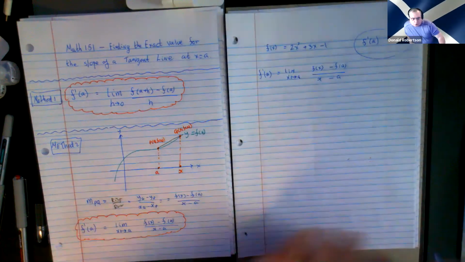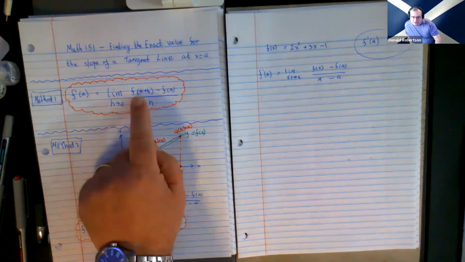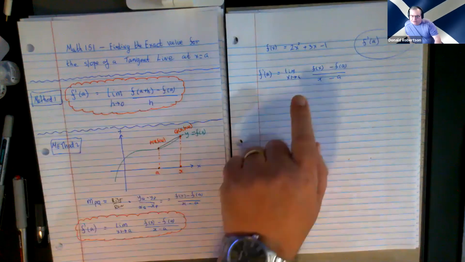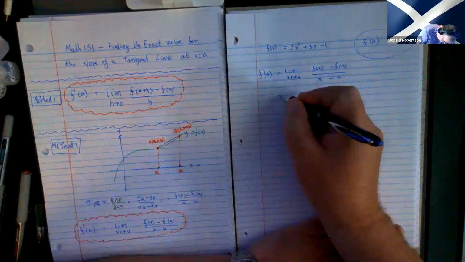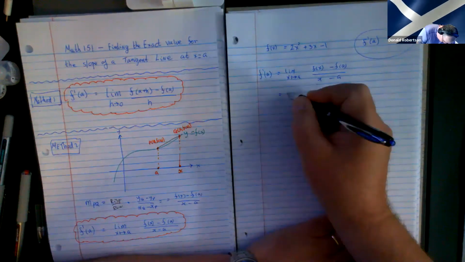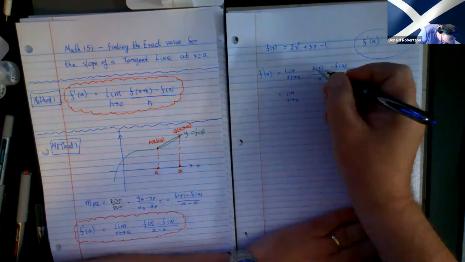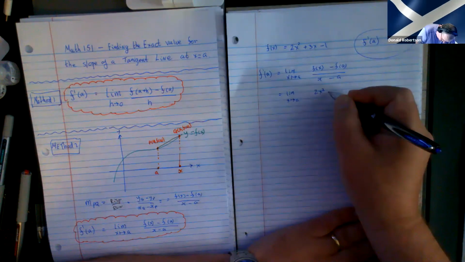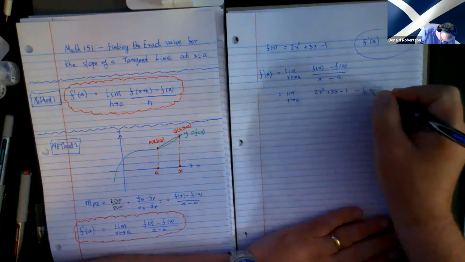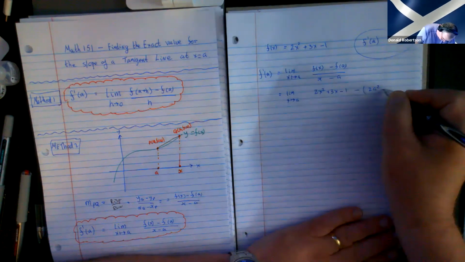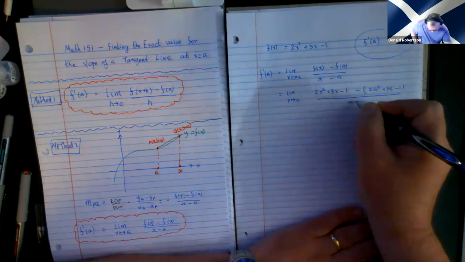Look, in the first method, H always goes to 0, and this is the fraction that you're calculating. Here, X goes to A, and this is the fraction. So the math is going to look a little bit different because of that. So let's see what we get then. It's going to be the limit as X tends to A of f of X, which is 2x squared plus 3x take away 1, subtract f of A, which is 2a squared plus 3a take away 1, all over x minus a.